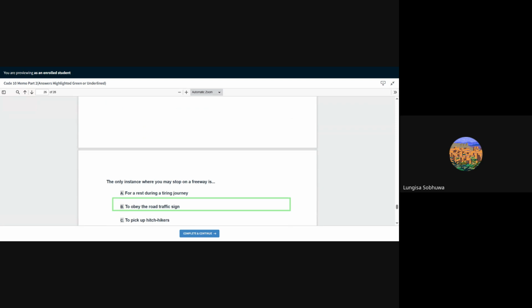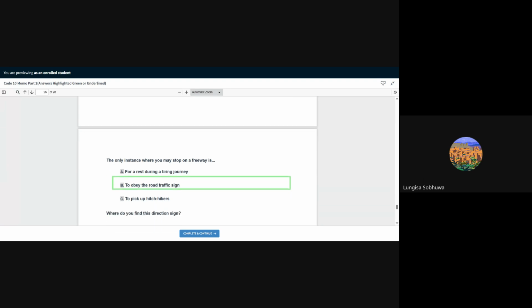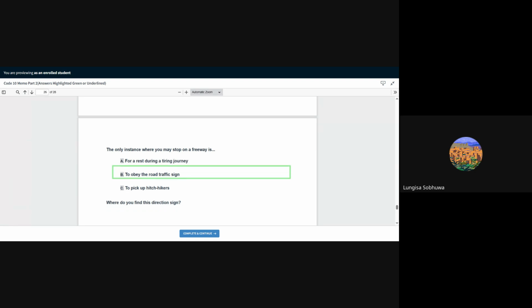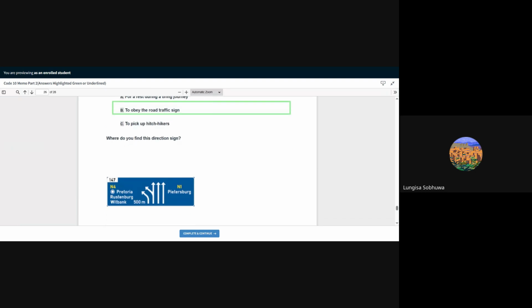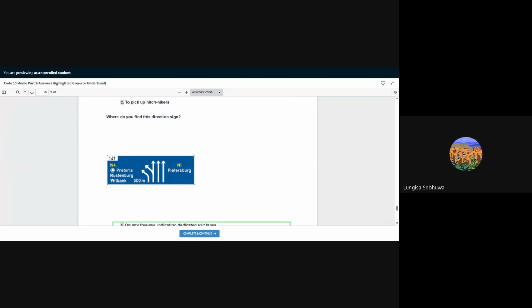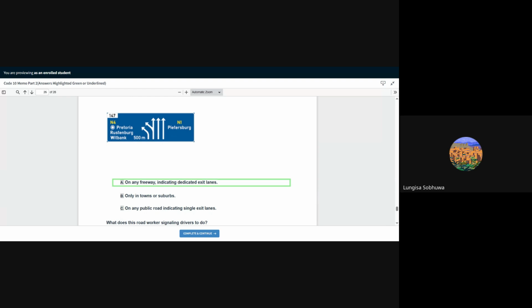The only instance where you may stop on a freeway is B, to obey the road traffic sign. That's the only time you may stop on a freeway. Where do you find this direction sign? So the answer there is on a freeway, indicating dedicated exit lanes.